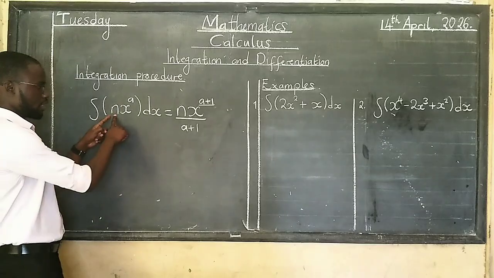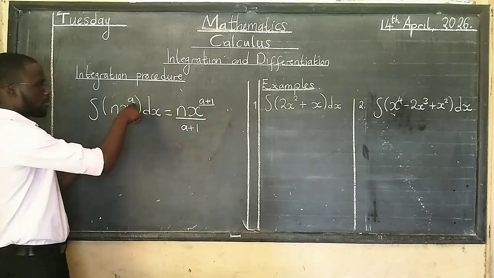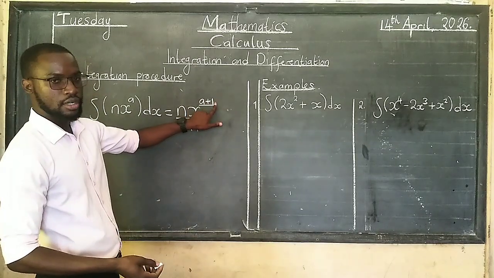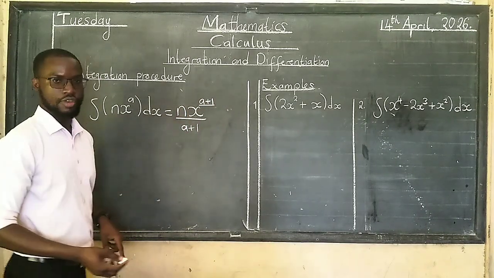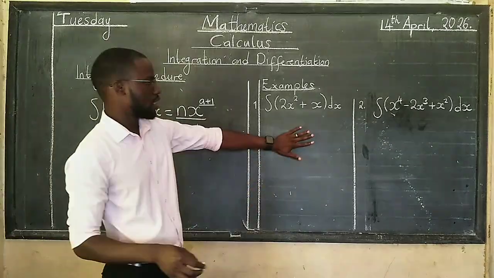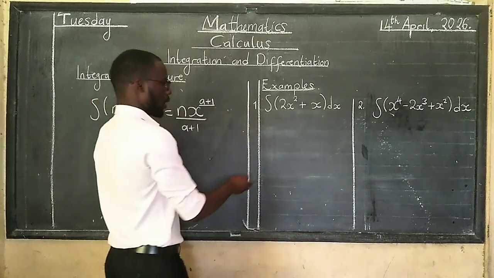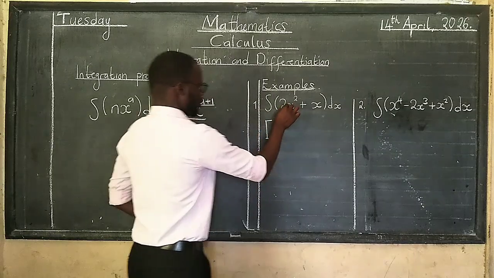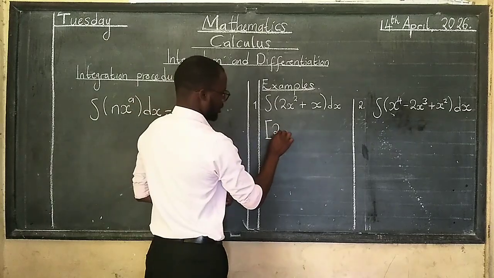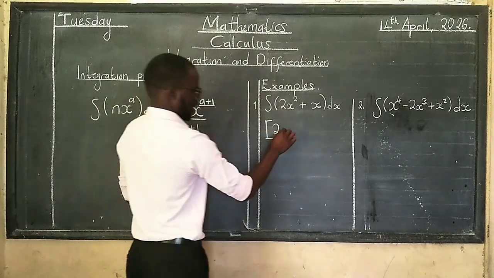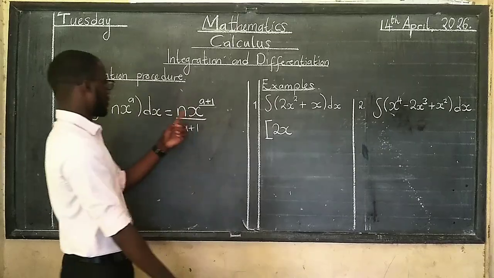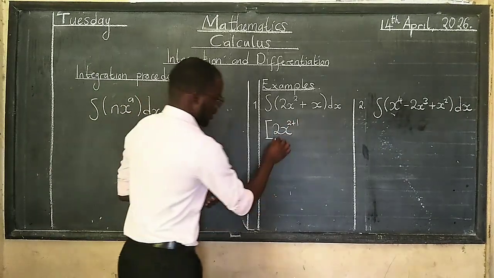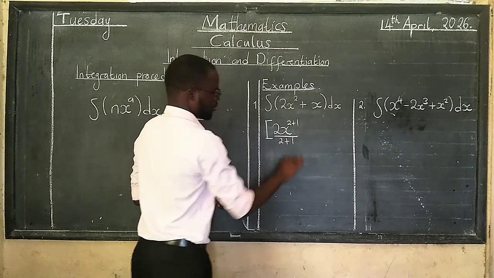Put simply, the n comes as it is, the x as it is, the power of x or any variable, sometimes it can be y, you have to add a 1, then divide everything by the power of x. Let's see if we can do that here. So given this example, what we are going to do here is integrating this. 2 is the n, so it will come as it is. X is the x as it is here. Then this 2 is represented by a, the power of x, so I'll do 2 plus 1. Then divide everything by 2 plus 1.